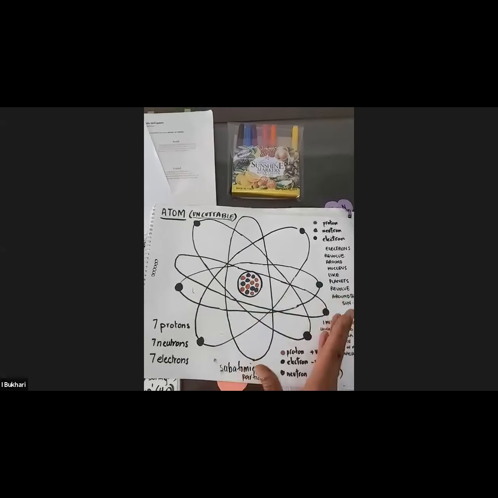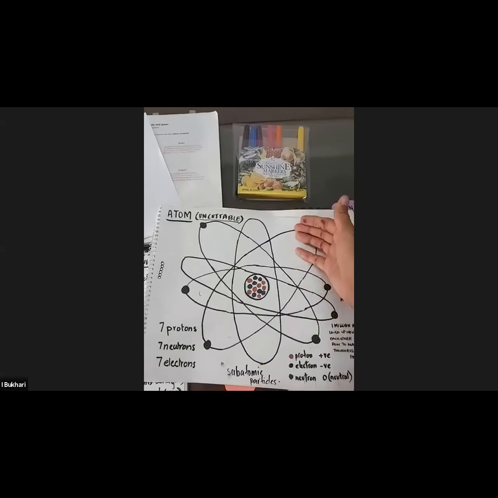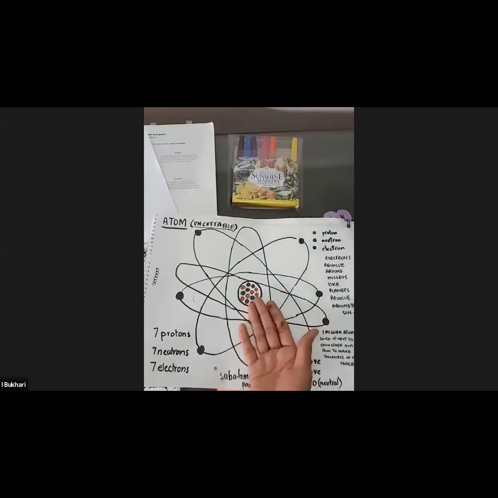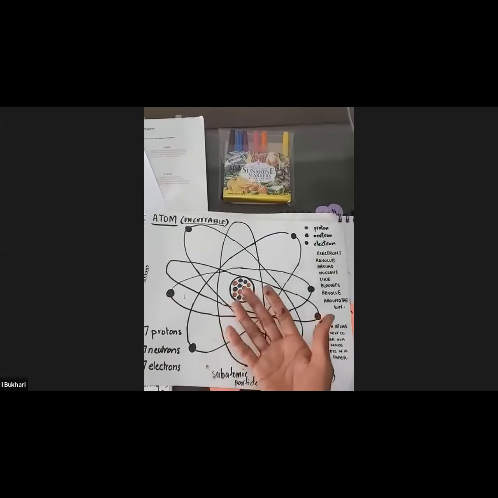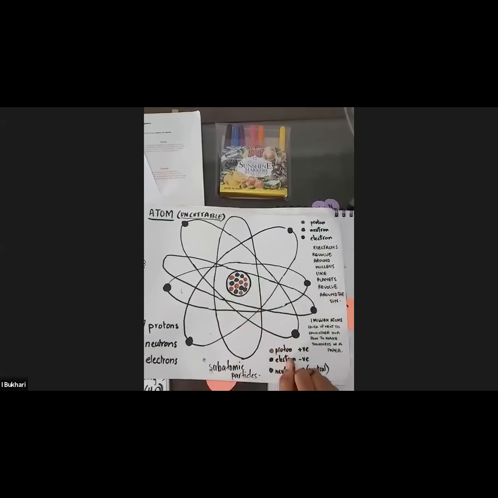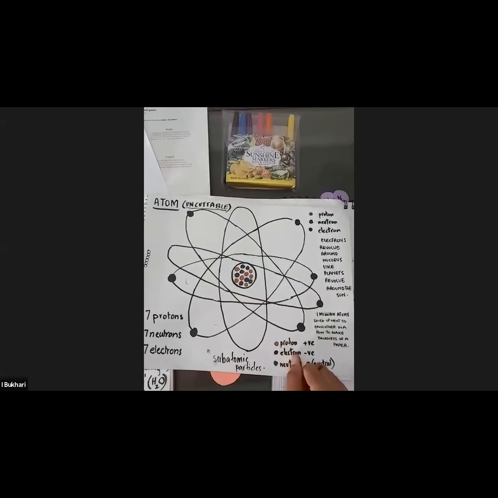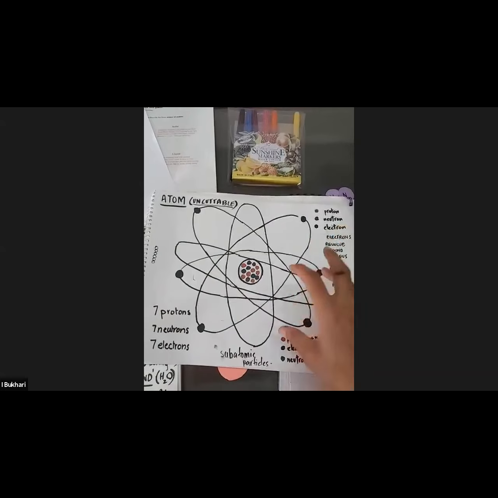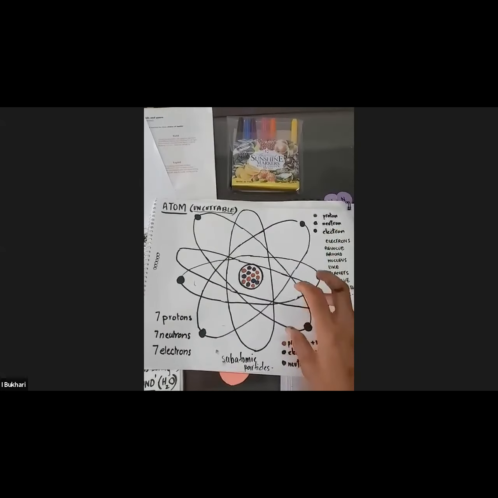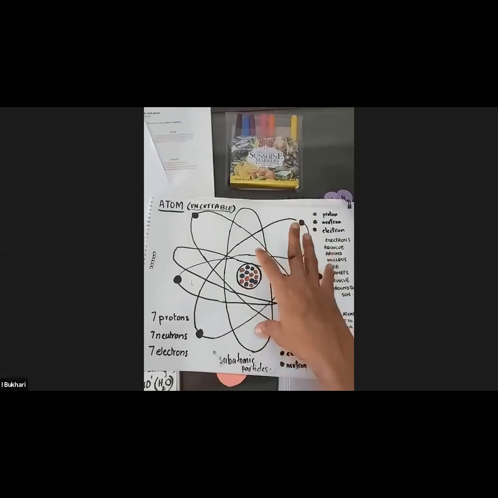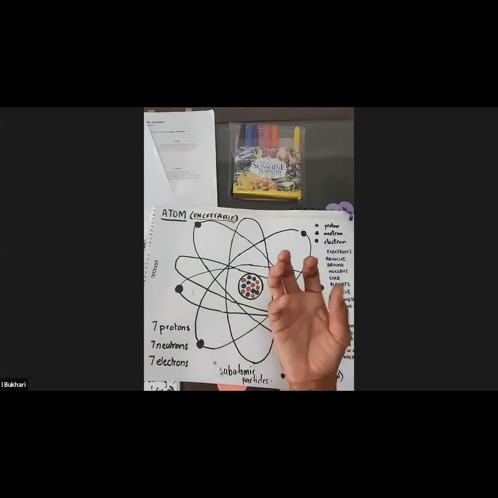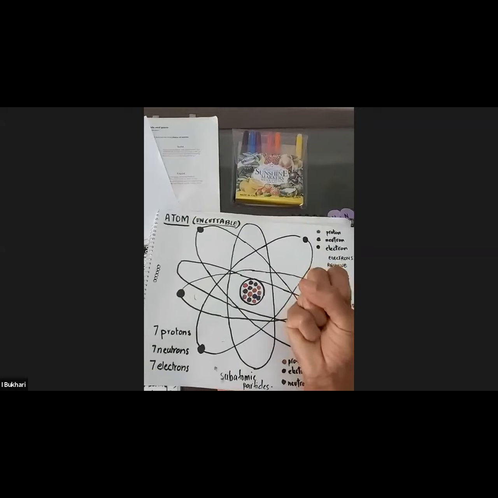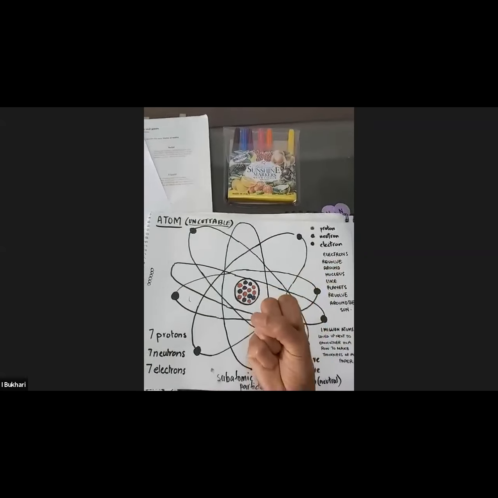Now, we understand that electrons give negative charge and protons give the positive charge to the atom, but what about these neutrons? What's the function of these neutrons? The function of neutrons is that they contribute to the atomic mass, the mass of this whole atom. And they also help keep the positively charged protons together within the nucleus.